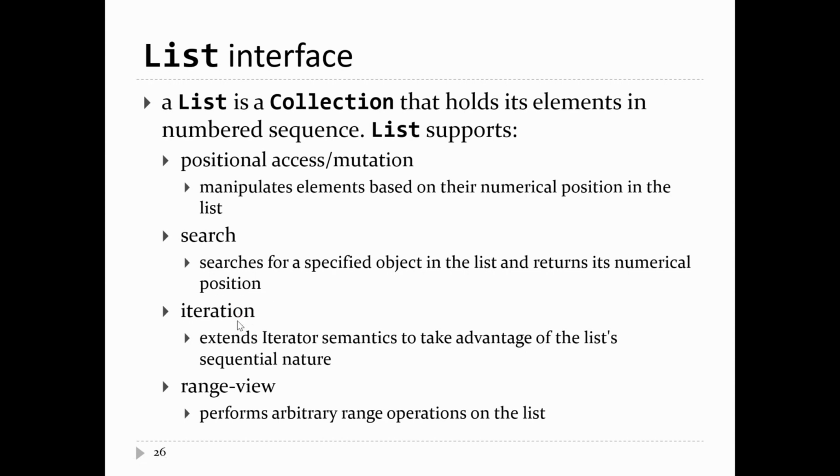Iteration we'll look at later, but for now, iteration just means that you can write a for each loop, and you can loop over the elements of the list. Range view, that's what these range operations on the list are called. So sublist, for example, is one of the range view operations. I can take a sublist of a list and get part of the list out.